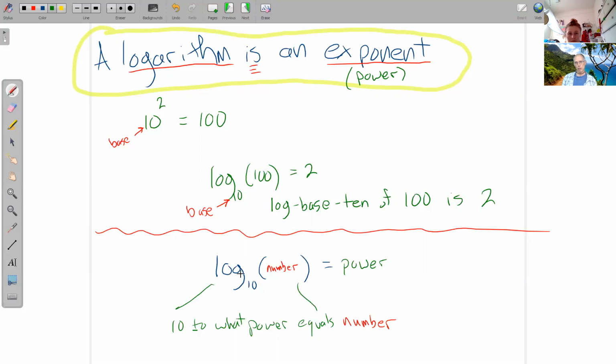So one way to interpret this statement, besides just reading it, is this says 10, the base, raised to what power equals a number. So if I put that in math symbols, 10 to what power equals that number in the box there. So we'll play around with a few versions of this in just a minute, and then we'll ask our calculator about it, and then we'll solve some equations.